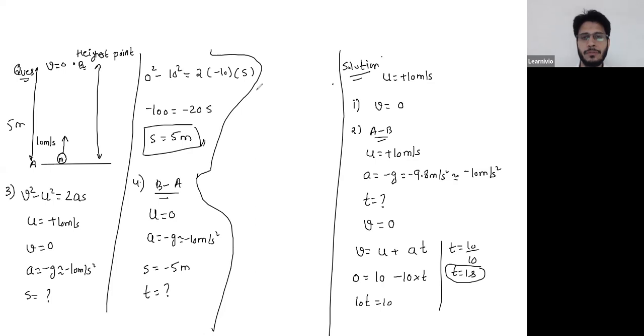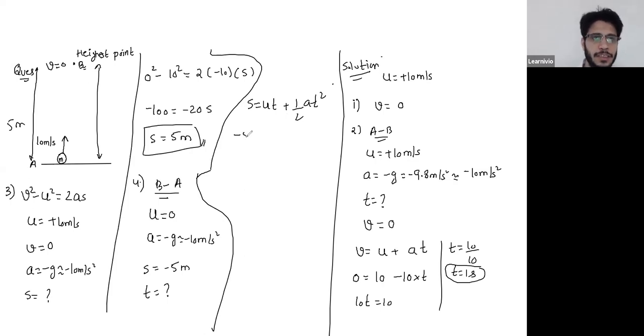Good. So S is equal to ut plus half at square. Okay, without calculating, can you guess what should be the value of time? 1 second. Without calculating, you can directly guess the time to strike the ground from the highest point. So 1 second, right, because time of ascent should be equal to time of descent.